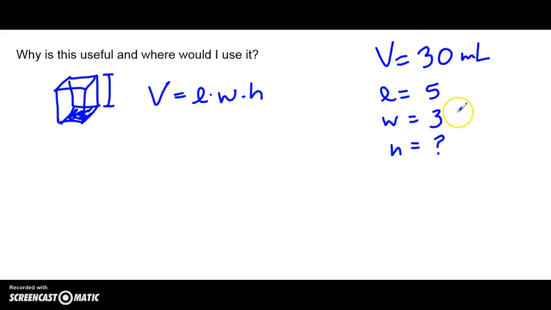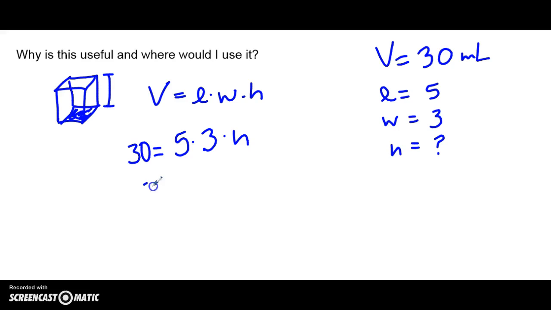I find this useful because I can substitute all of these known values directly into my equation. So I can put the volume is equal to 30. So I've substituted in 30 for volume. I'm going to substitute in 5 for the length, and I'm going to substitute in 3 for the width. And I'm going to substitute in h for the height. Not really substituting anything. However, then I can go ahead and solve for h.